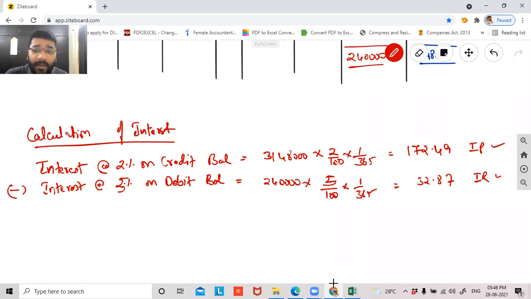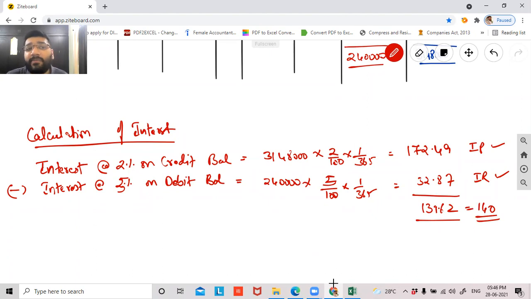Guys, this is interest payable and this is interest receivable from bank's point of view. Bank has to pay this and this has to be received. So what is the net amount, guys? 172.49 minus 32.87. Are you getting 139.62? Yes, sir. If I have to round this off, what will be the round off? 140. 140 rupees is the round off.